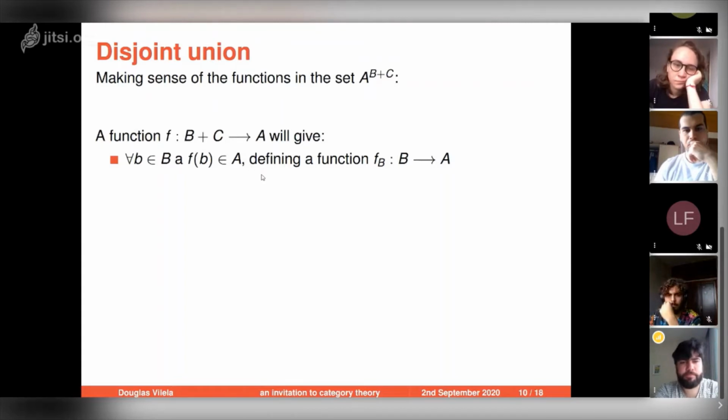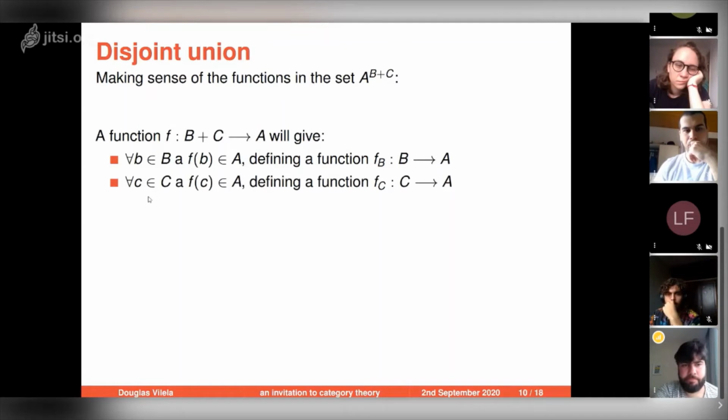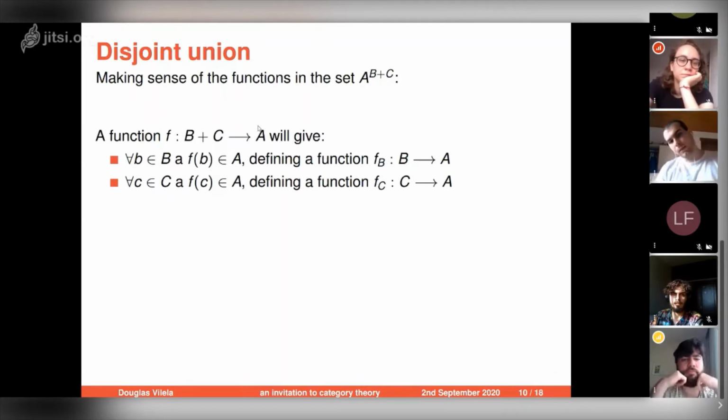And analogously, we can construct a smaller function, a part of this function f that takes only the elements of C and takes them to the set A, constructed the same way, taking all of the elements in C. Because this is a disjoint union, the elements in C are just in C, and they go to f of C, and that defines a function from C to A. Really, it's the same thing here.